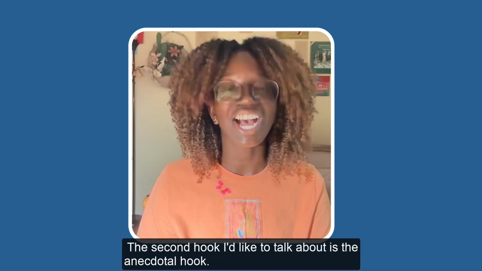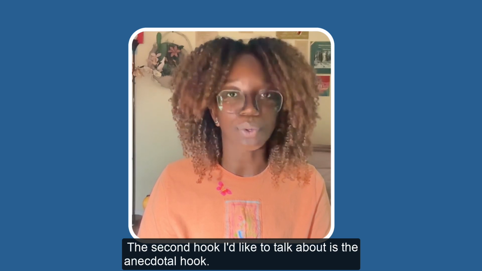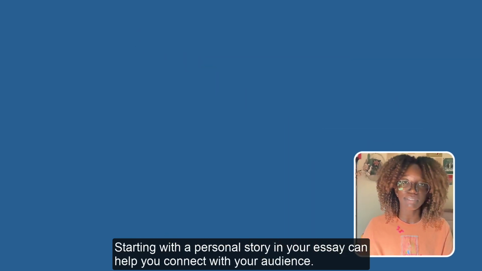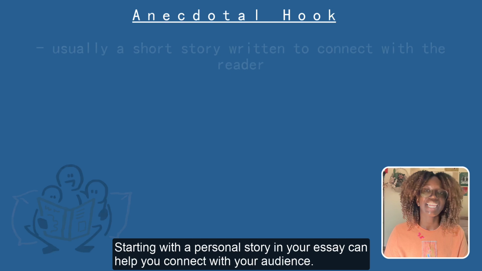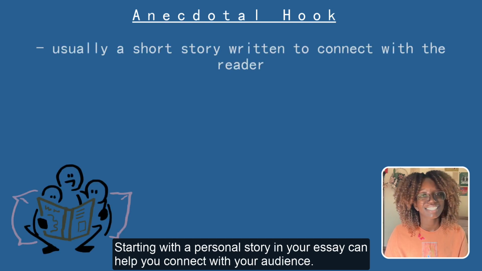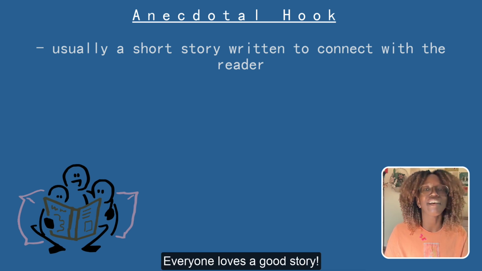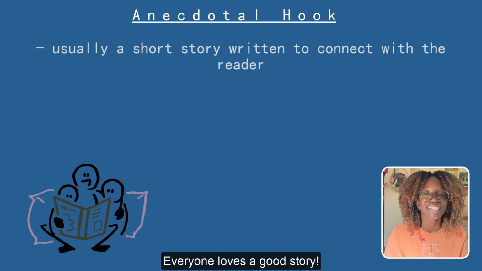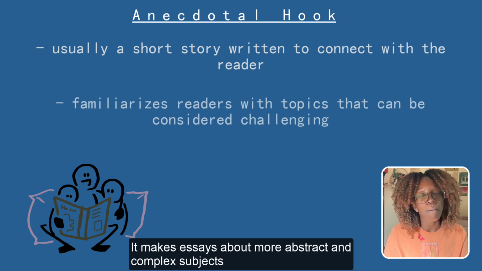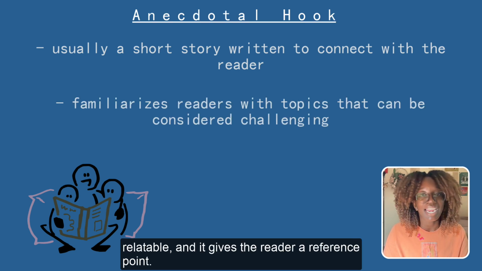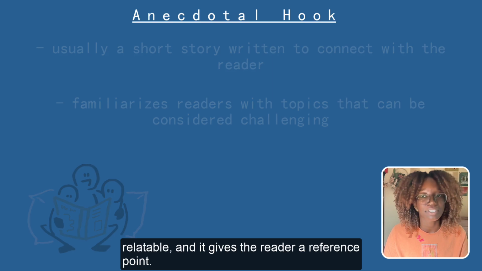The second hook I'd like to talk about is the anecdotal hook. Starting with a personal story in your essay can help you connect with your audience. The anecdotal hook works well with both nonfiction and fiction. Everyone loves a good story. It makes essays about more abstract and complex subjects relatable, and it gives the reader a reference point.